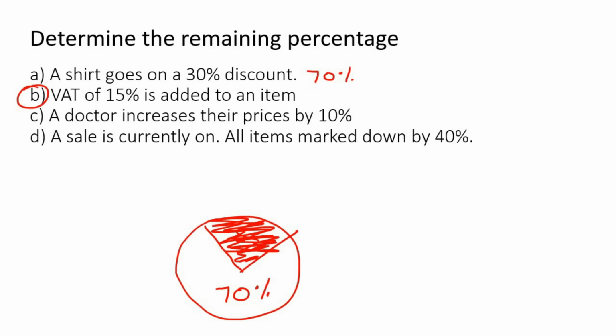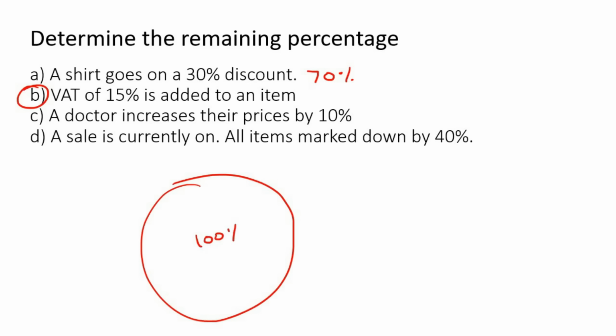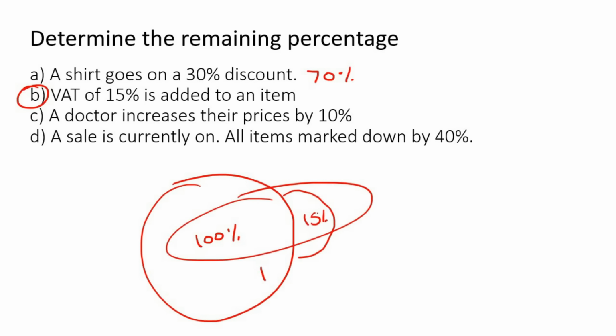For this one, they say that VAT is added to an item. Okay, so if you have an item, that's always 100%. The original is always just going to be 100%. And then if you add 15%, well, then you're adding onto the circle. So the remaining now is whatever's left over, so that's 115%. That's what you would use in your calculation.